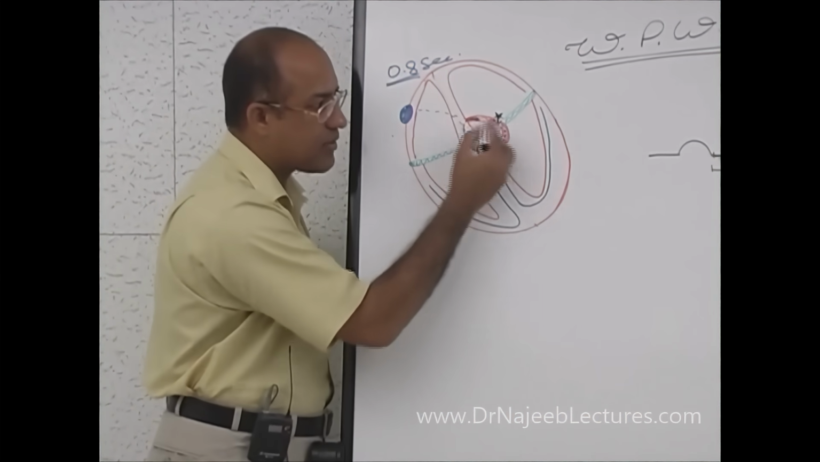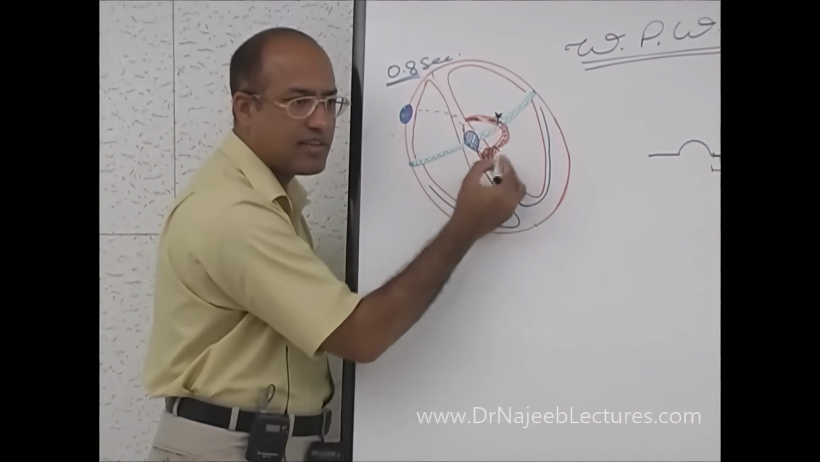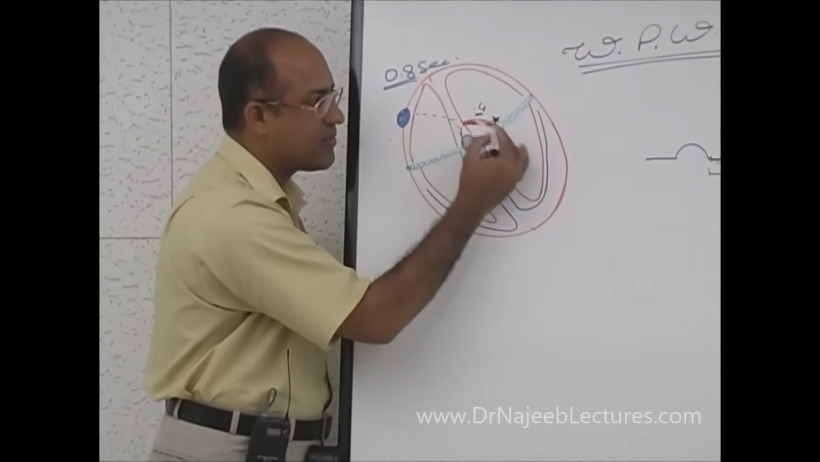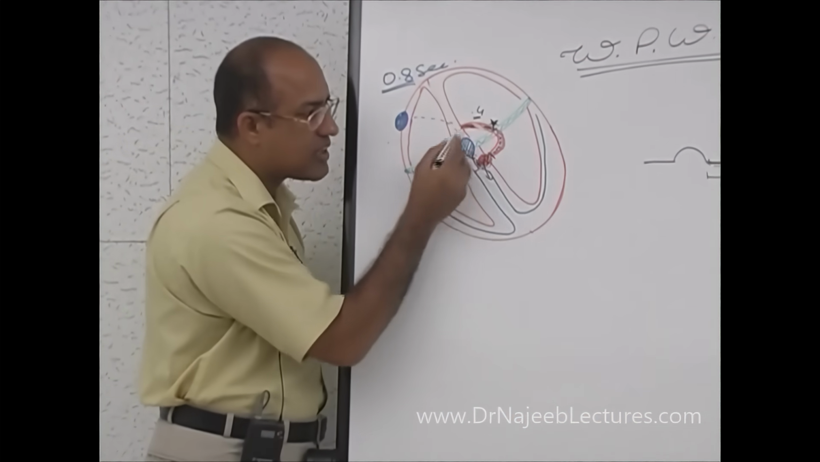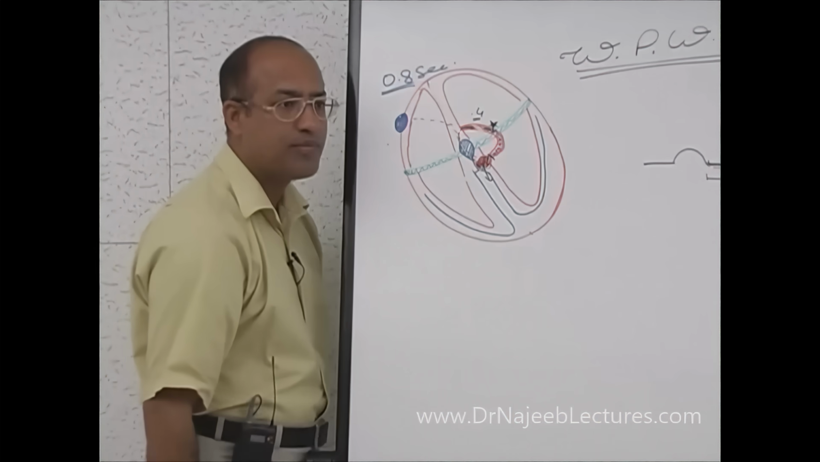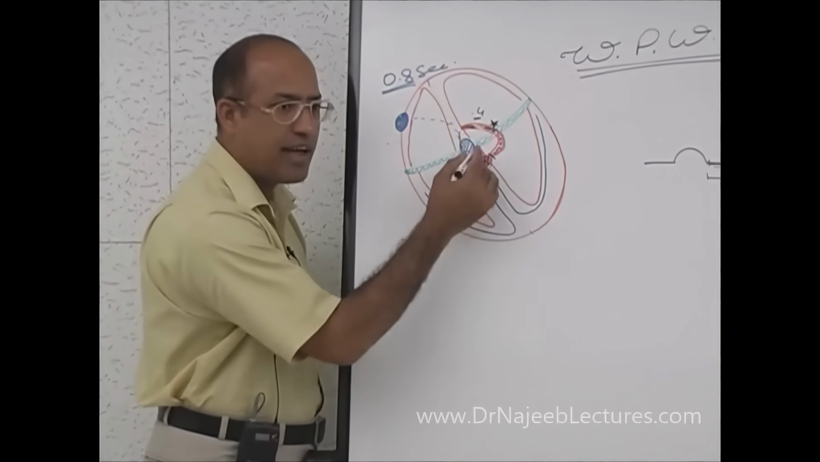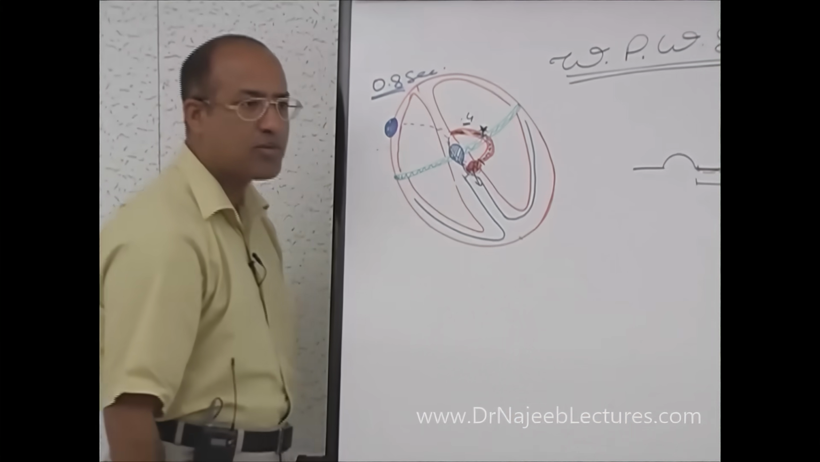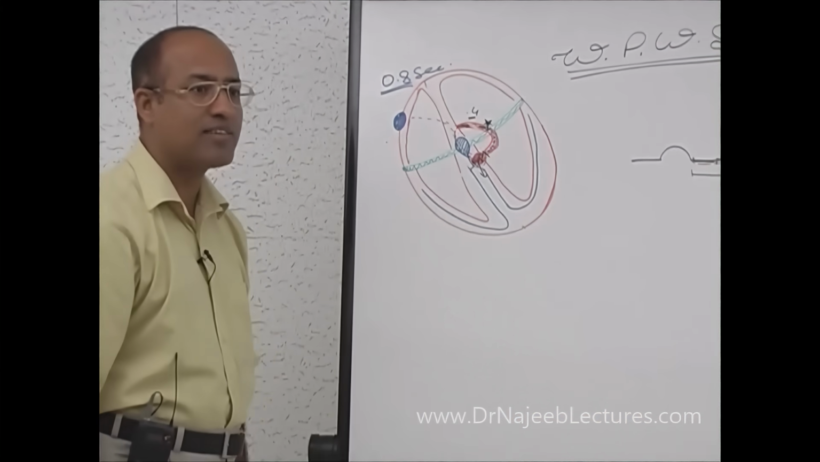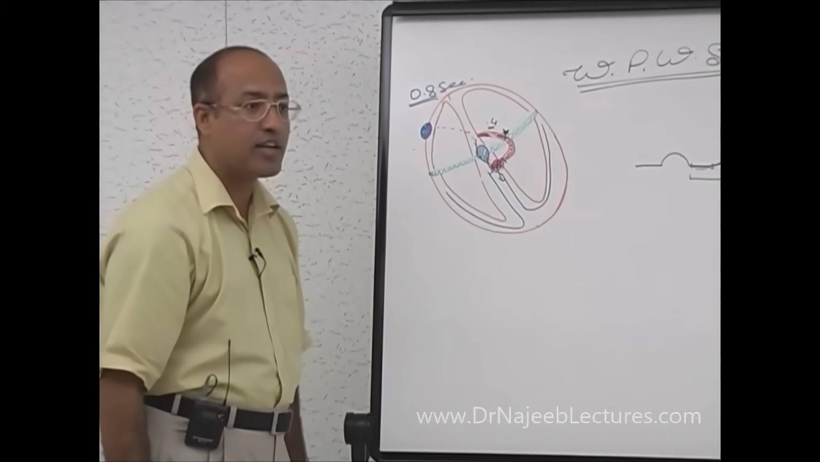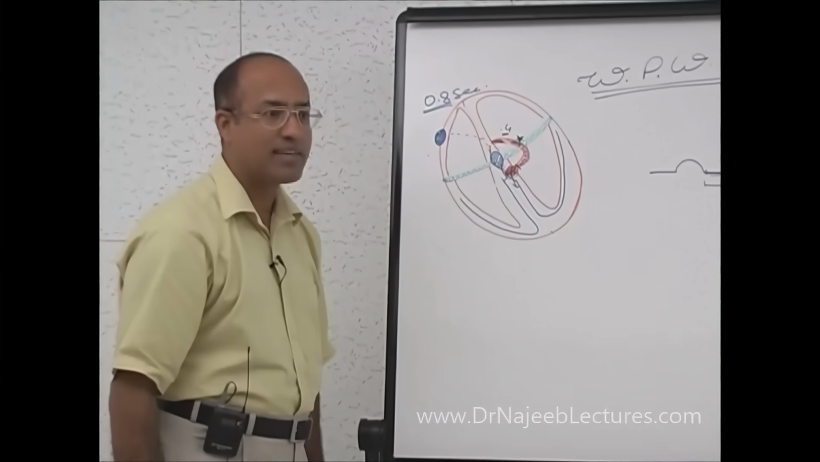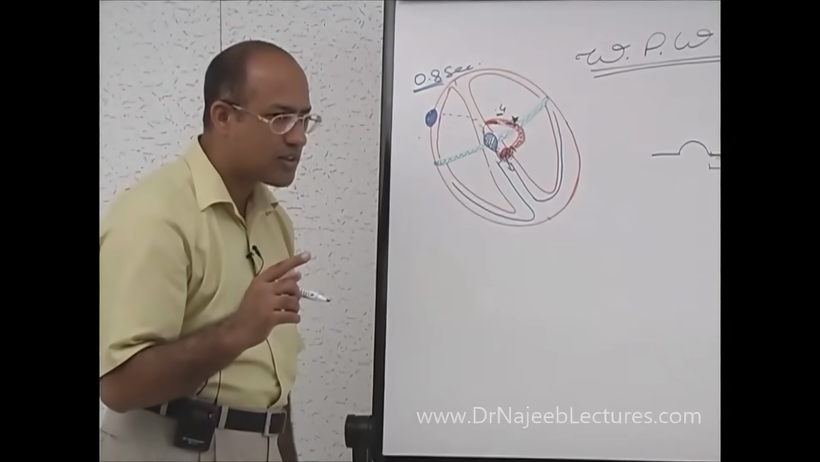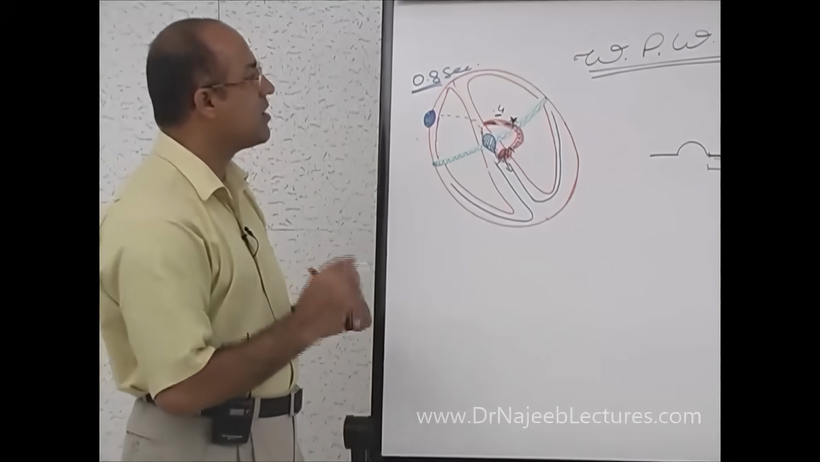If the current starts rotating here like this, and this rotation takes 0.4 second, it means every 0.4 second one cycle will throw an impulse down to the ventricles. So heart rate will become double that of 72, that is 144, and this will become tachycardia. Am I clear? Is it clear, or should I repeat it? Okay, let me tell you again.